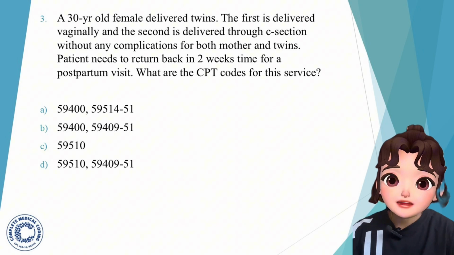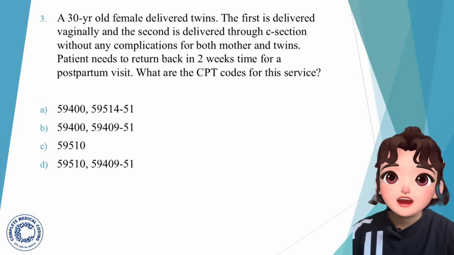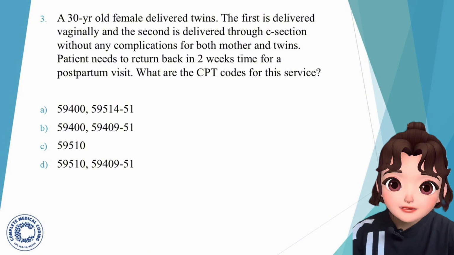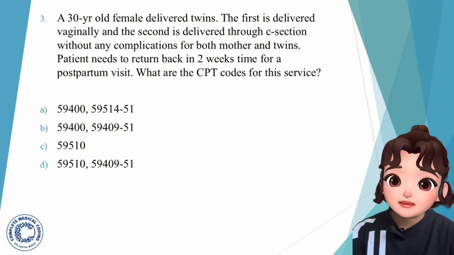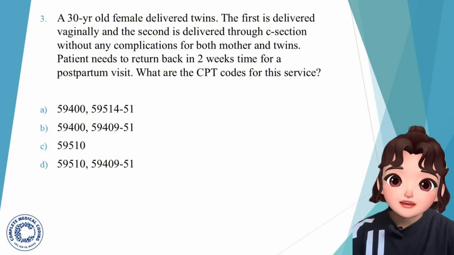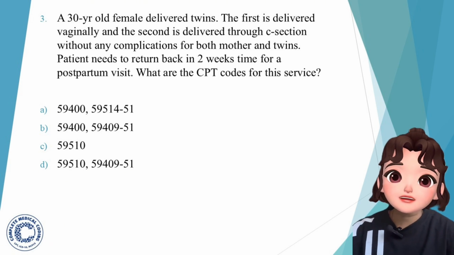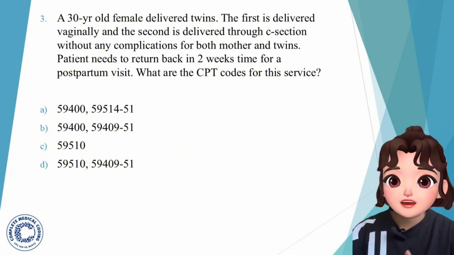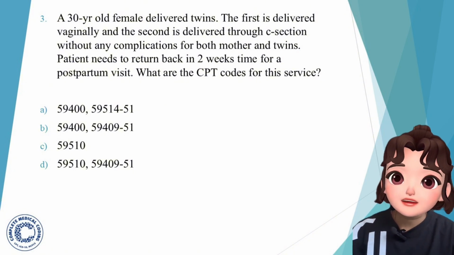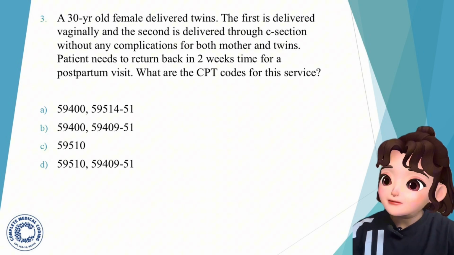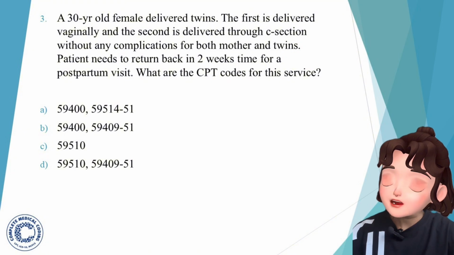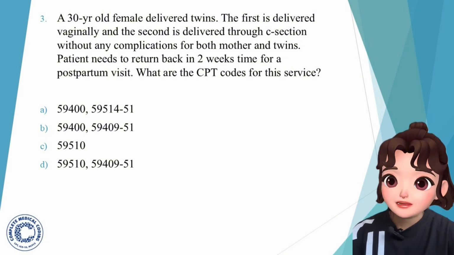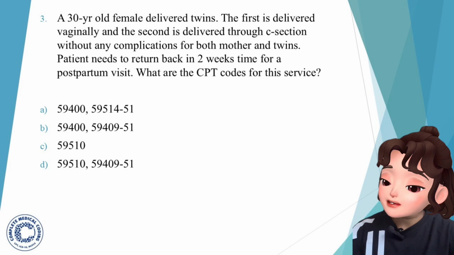Here multiple procedure is carried out, right? So you have to first code for the C-section, routine obstetric care, C-section, and then followed by the vaginal delivery with modifier 51. So this is a simple question, right? But you have to just understand the difference in each and every code mentioned in the options. What is 59400? Routine obstetric care including antepartum care, vaginal delivery and postpartum care. 59400 is vaginal delivery. What is 59514?